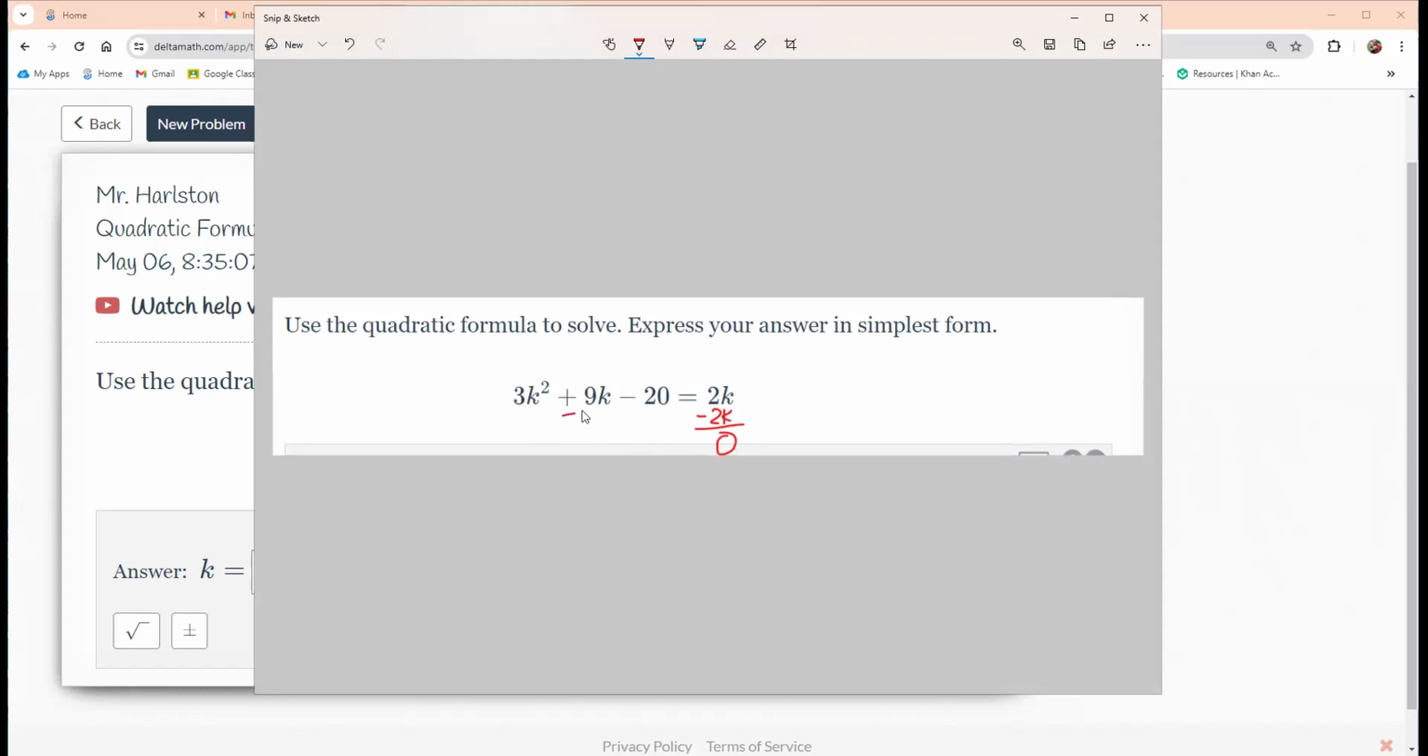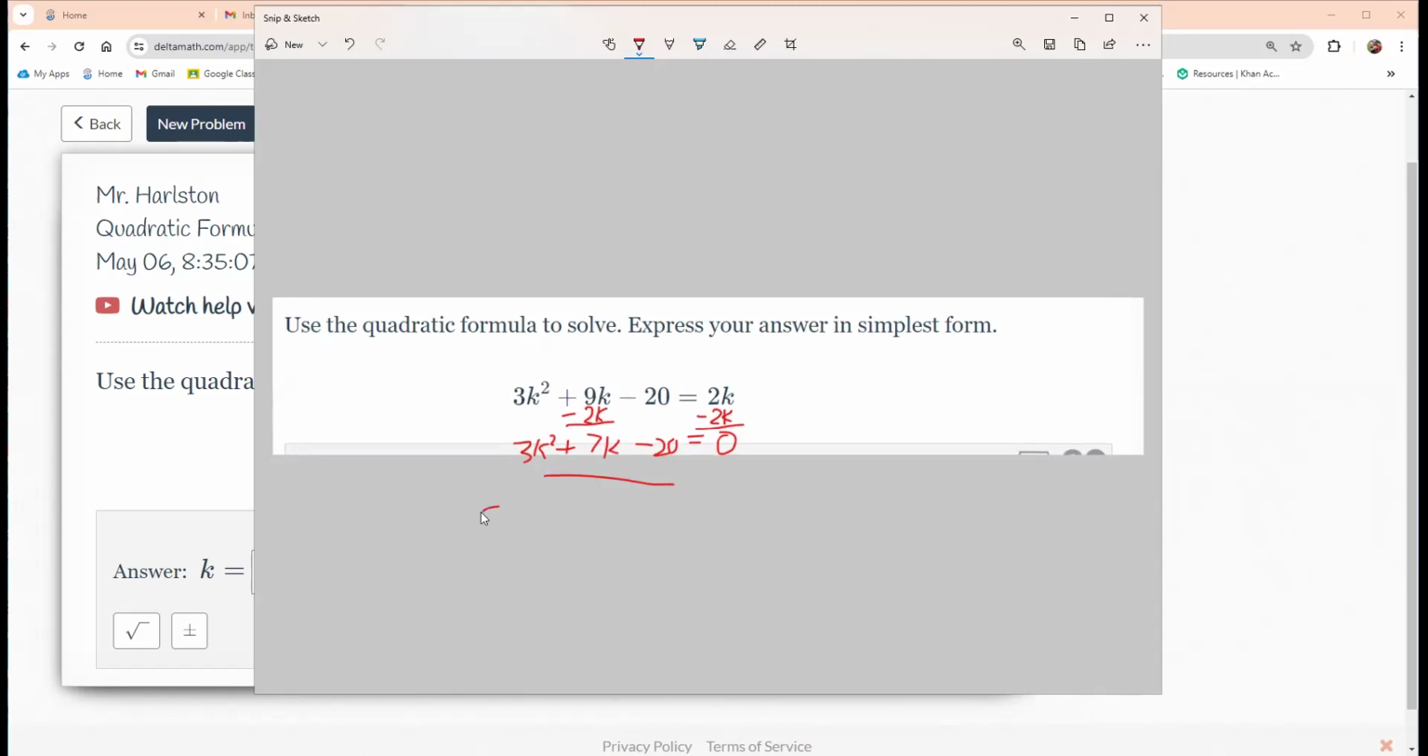Now, I have to subtract it from this linear term, or this middle term, because these two are the only ones that have a k with the same variable. So this is just going to be 3k squared. And now we're going to do 9 minus 2, which is 7. And then we've got minus 20 equals 0. All right, so now this equation is equal to 0.